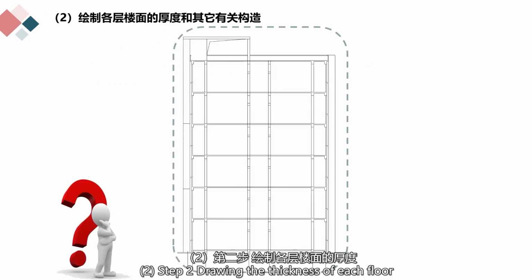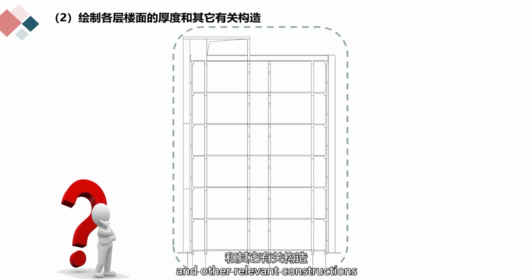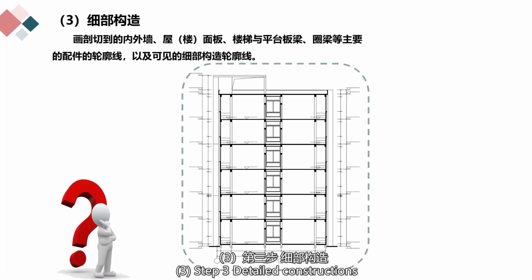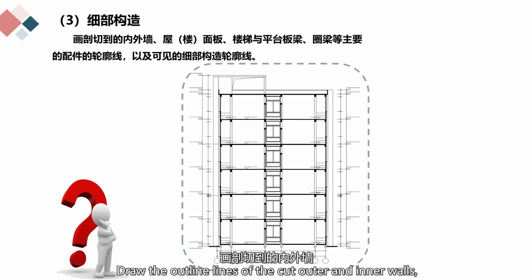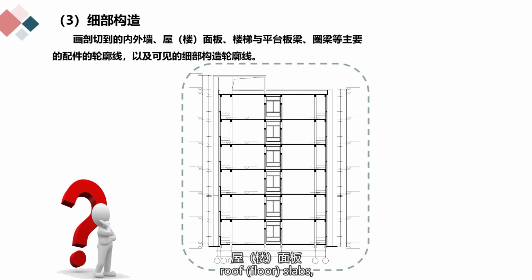Step 2. Drawing the thickness of each floor and other relevant constructions. Step 3. Detailed constructions. Draw the outline lines of the cut outer and inner walls, roof, floor, slabs, stairs and platform beams, ring beams, and other major fittings, as well as the outline lines of visible detailed constructions.